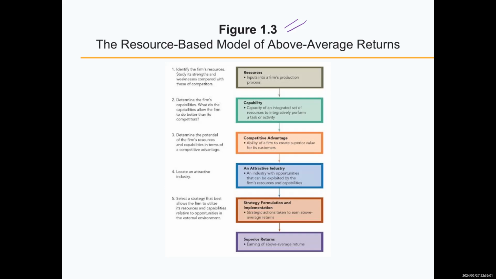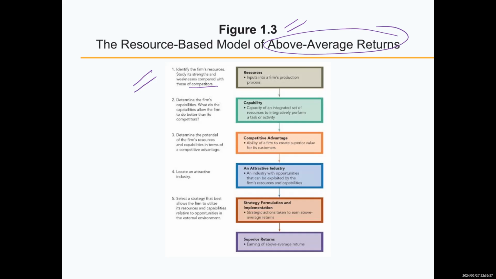Which strategies give you above average return. So it starts from identifying firm resources, which means their strengths and weaknesses, because we talk about the resource-based model, they are internal resources. So internal are mostly strengths and weaknesses, and strengths and weaknesses relative to competitors.